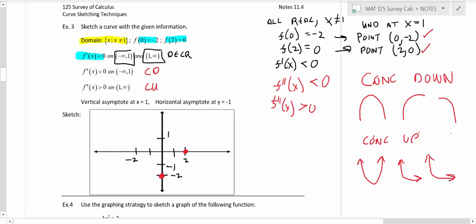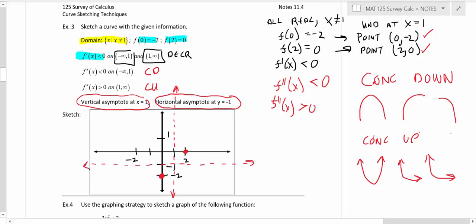We're not quite ready to do the graph yet, but we know where we're decreasing, where we're concave up, and where we're concave down. Now, the other thing it says is we have a vertical asymptote at x equals 1, so that's easy. Let's go ahead and put a vertical asymptote at x equals 1. And then it also says we have a horizontal asymptote at y equals -1. So we'll go ahead and put that together like this.